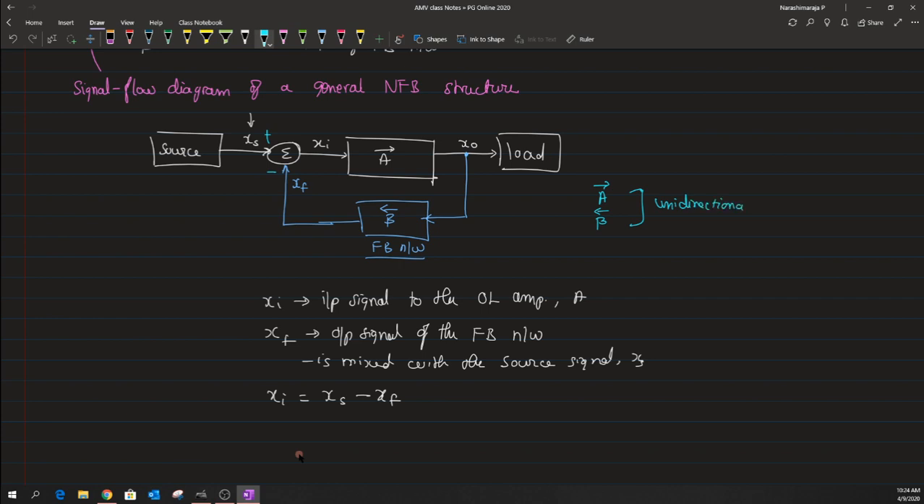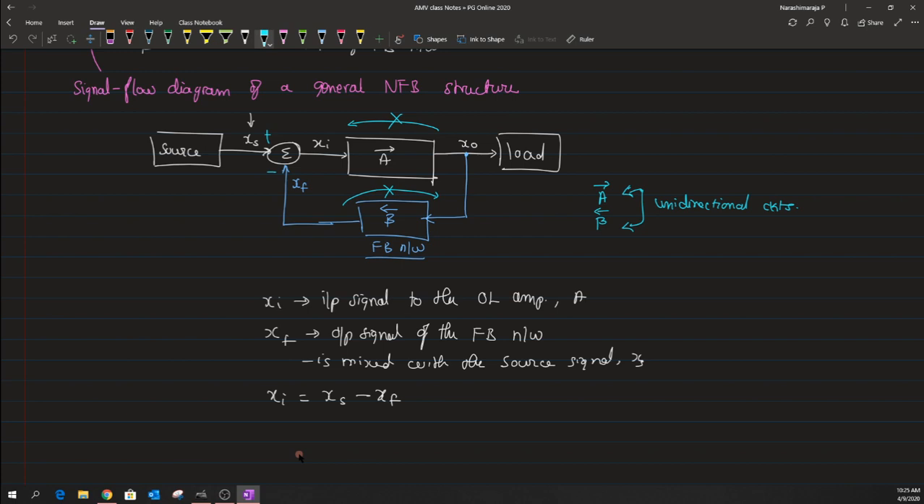What I really mean by unidirectional circuits is that there is no reverse transformation from output towards the input. For example, there is no signal flow from the signal X naught towards Xi, so that is completely nil, and even here there is no signal transfer from XF towards X naught. So these arrows denote that these circuits are unidirectional. Hope that it is clear.